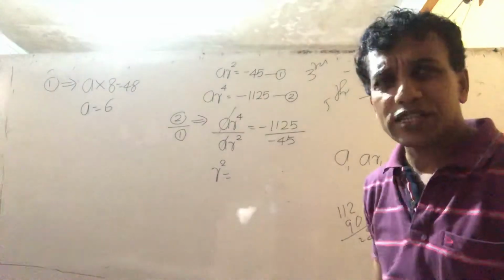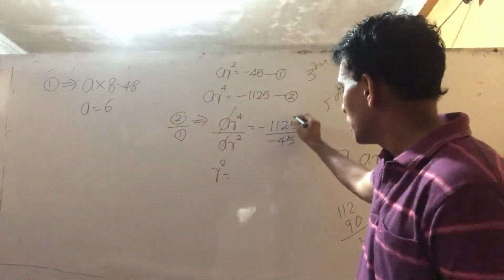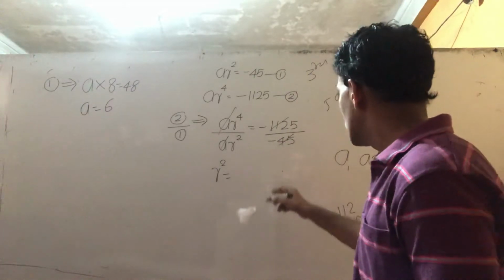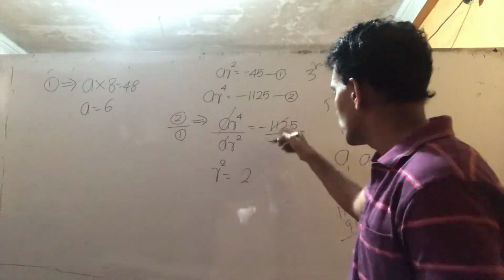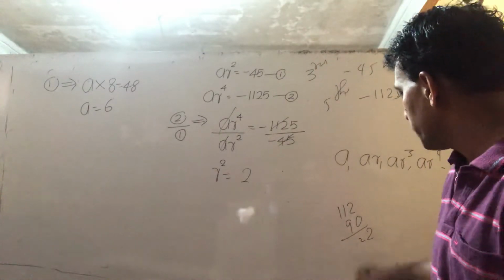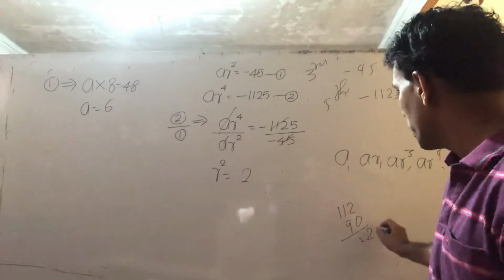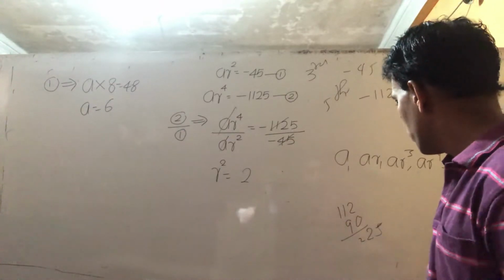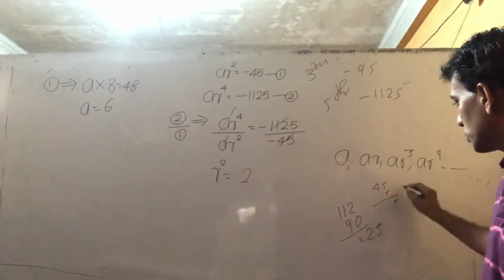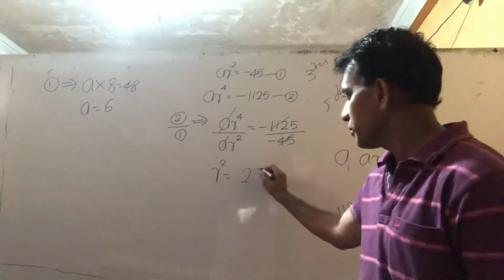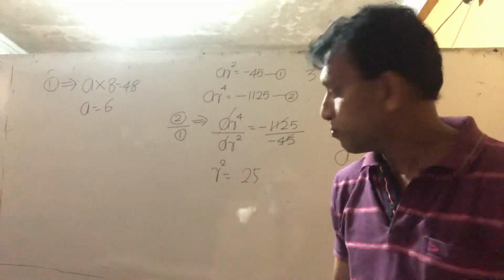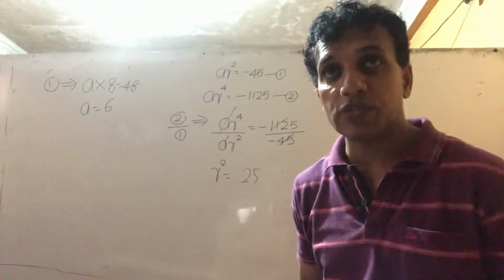Can we cut by this 45 also? Is it 2 times here? Then 90. Okay, 90. Balance 225. 45 times 5, is it 5 times? So r square is 25, but suddenly don't say r is 5.